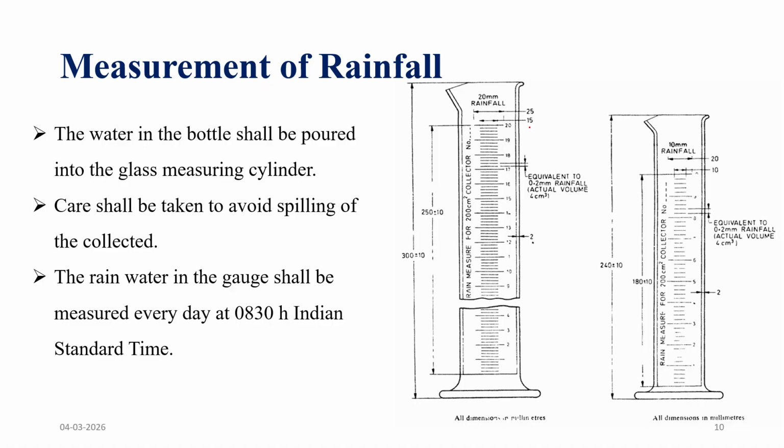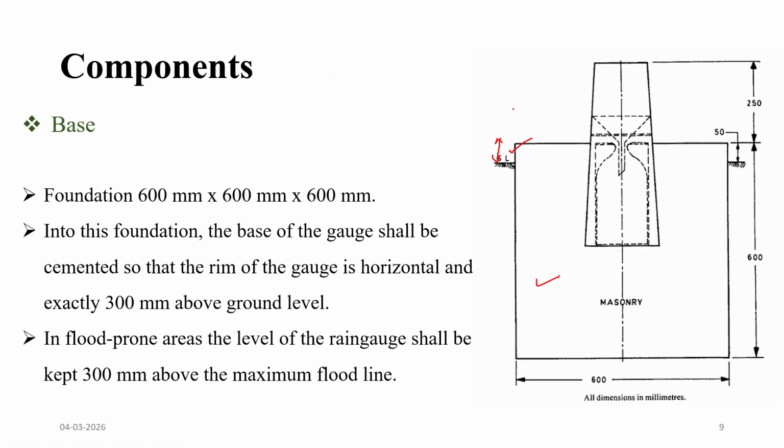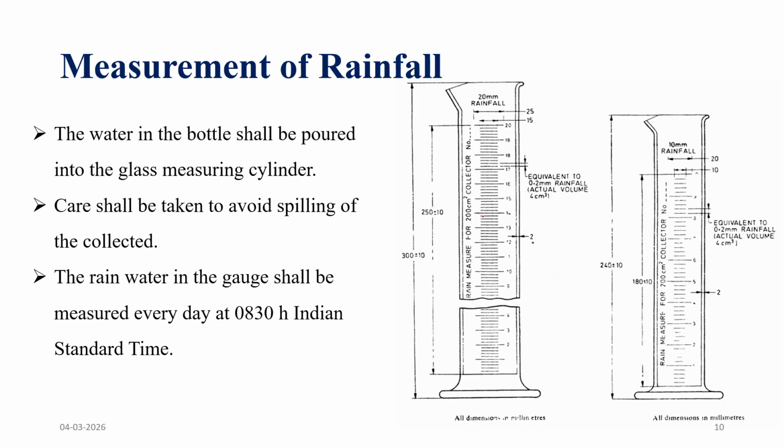Now coming to the measurement of rainfall. Once this bottle is filled with water, daily at 8:30 a.m. Indian Standard Time, the water in this bottle is discharged into this measuring cylinder, and the rainfall is measured through this graduation. The observer removes the bottle from the base, pours the water slowly into the measuring cylinder, reads the level at eye level to avoid parallax error, records the value in millimeter, and empties the cylinder.